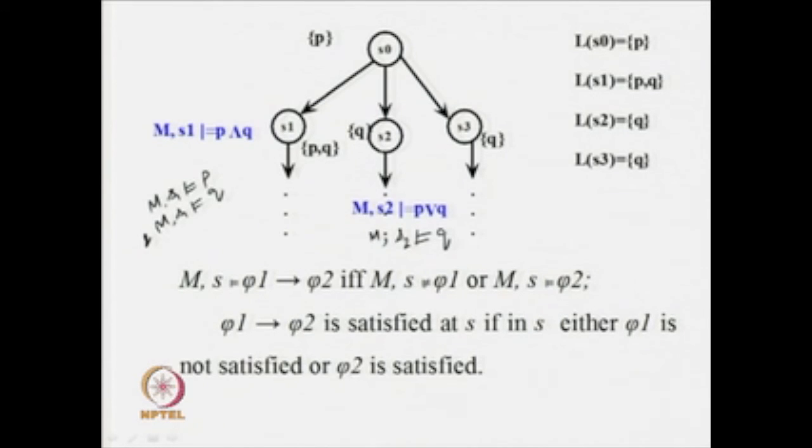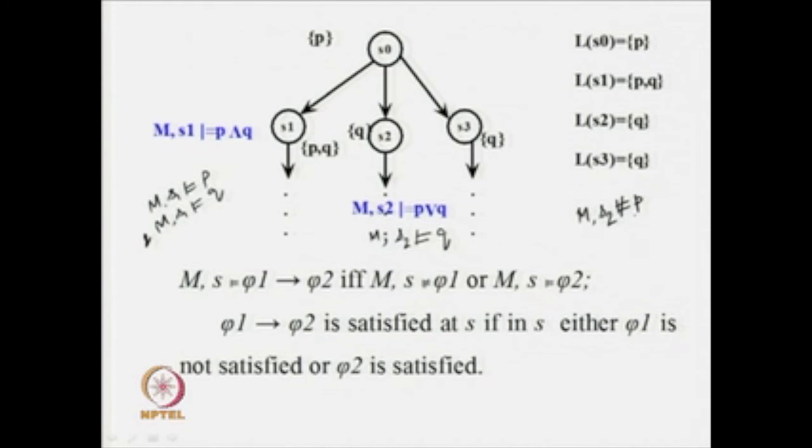But now, if you look into that state S 2, you will find that M, S 2 does not model P, because it is not labeled with P. Since S 2 is not labeled with P, that means it is not in this particular labeling function, that means the atomic proposition P is false in this particular state S 2. Since P is false, it does not model P.